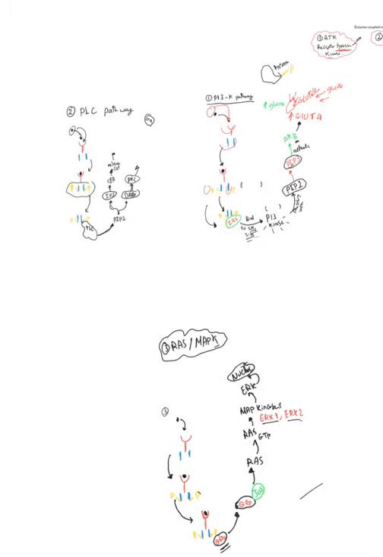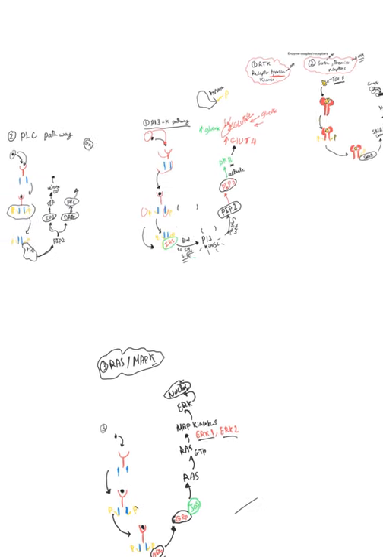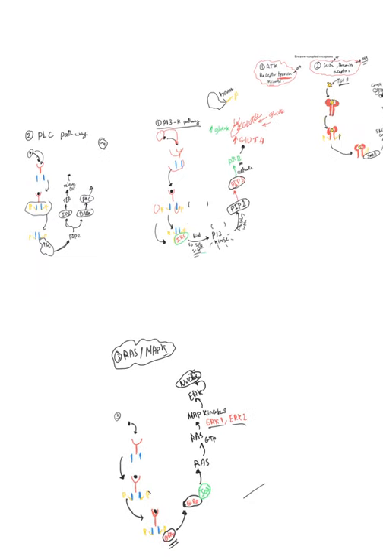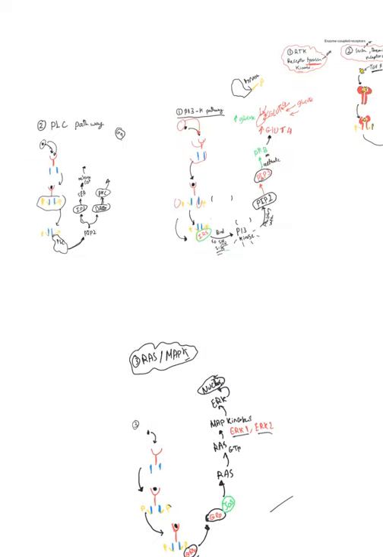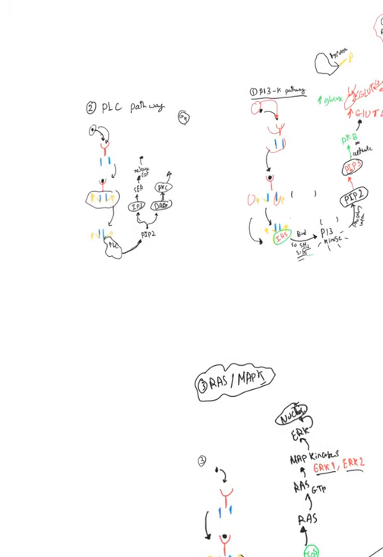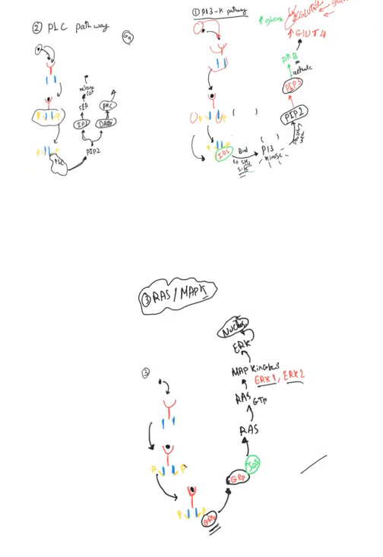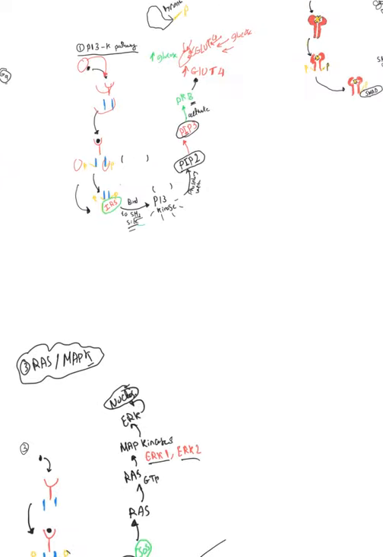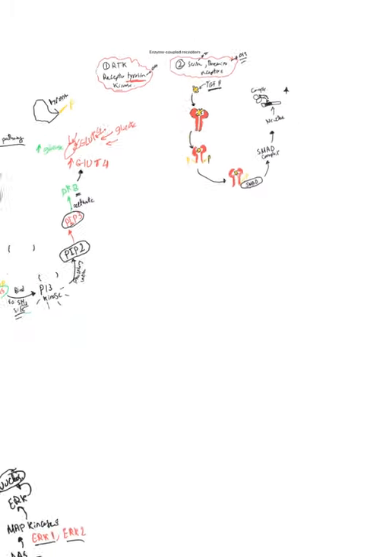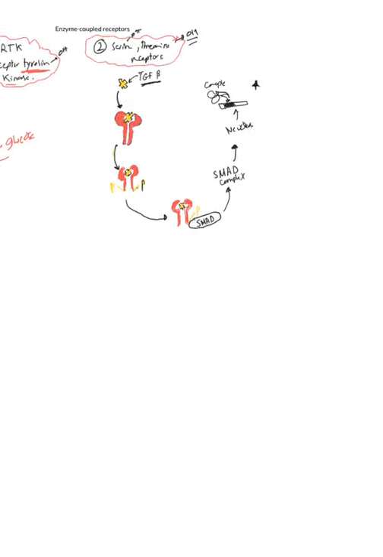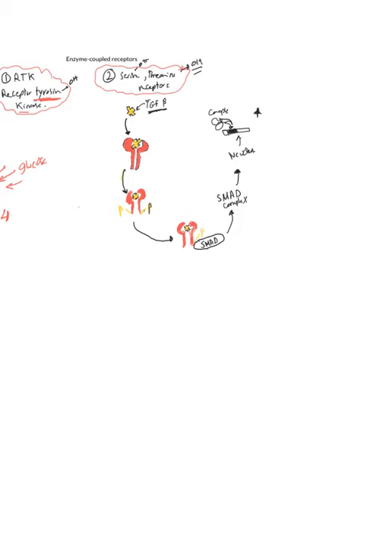And as you can see here, we talked about RTK, which is our first one, the receptor tyrosine kinase. We had 3 pathways in it. We had 1 PI3K pathway, 2 PLC pathway, and the third one was RAS and MAPK. And then we talked about a general overview of serine threonine receptor.